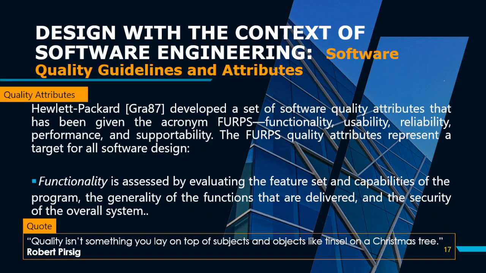We do have quality attributes for designing in the context of software engineering. HP, Hewlett Packard, developed a set of software quality attributes, and gave them the acronym FURPS. F means functionality. Functionality is the attribute that can be assessed by evaluating the feature set and capabilities of the program, the generality of the functions that are delivered, and the security of the overall system.